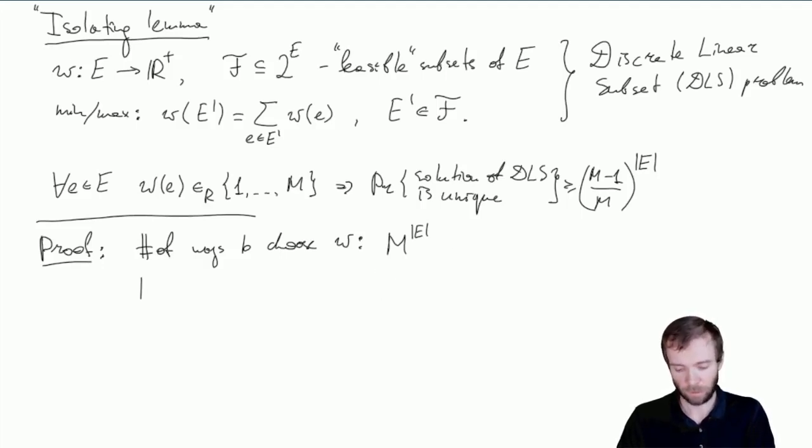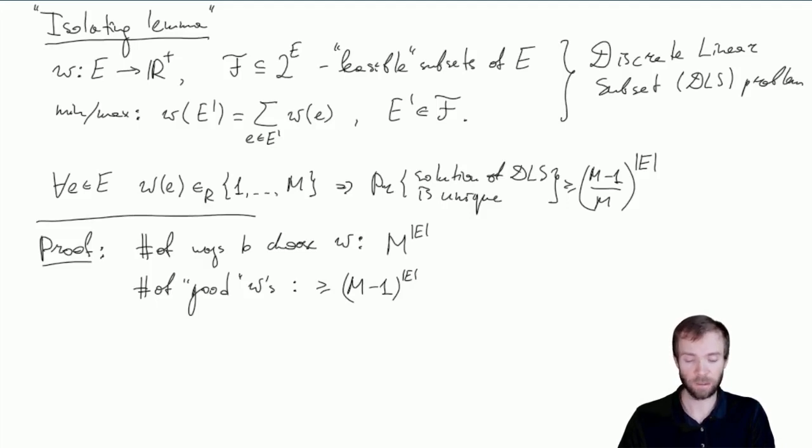We'll now prove that the number of good weighting functions, that is, the number of functions for which the solution to the DLS problem is unique, is at least m minus 1 to the power of cardinality E. And thus, the probability that while choosing our function at random we bump into some good function is at least the ratio of these two, and this is exactly what's written down here. So let's now prove this bound on the number of good weighting functions.